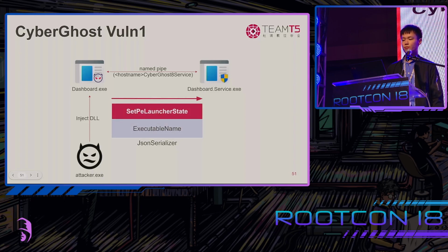In CyberGhost's NamedPipe communication method, the NamedPipe client sends commands, and the NamedPipe server handles the command with high privilege. One of these commands is SetPELauncherState, a custom command defined by CyberGhost. It takes a parameter called executable name, which is then serialized using a JSON serializer library in C# and sent to the NamedPipe server.